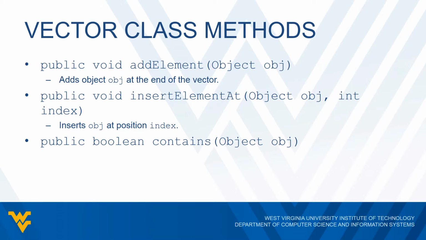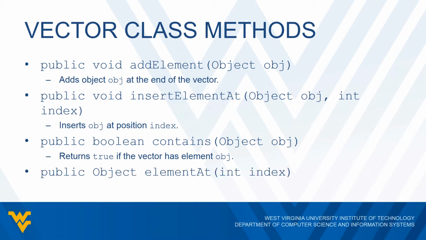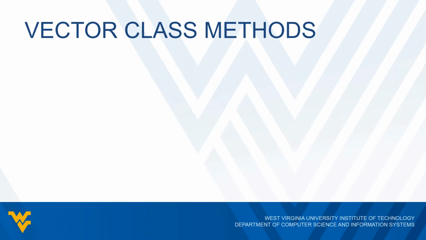We have a Boolean method called contains. So this is just checking to see if our vector contains the element obj. So it's just searching to see if this object exists. And if so, then it's going to return true. The elementAt method means that we're going to find the element at position index, and we just simply return that element, whatever that object is.